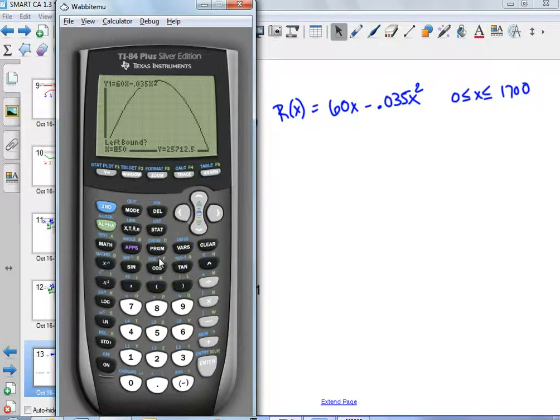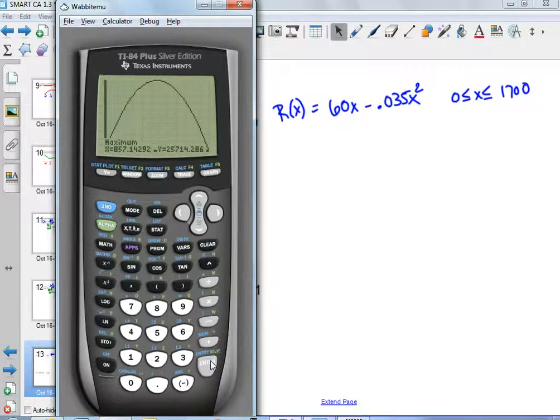Left bound, remember this goes from 0 to 1700, so I don't really know where my cursor is. I guess he's right there. 500 is surely to the left of it, and then 1200 is surely to the right of it. But again, you could scroll for the rest of your life if you wanted to. And then guess, there's only one max in this screen, so we can go ahead and choose it.